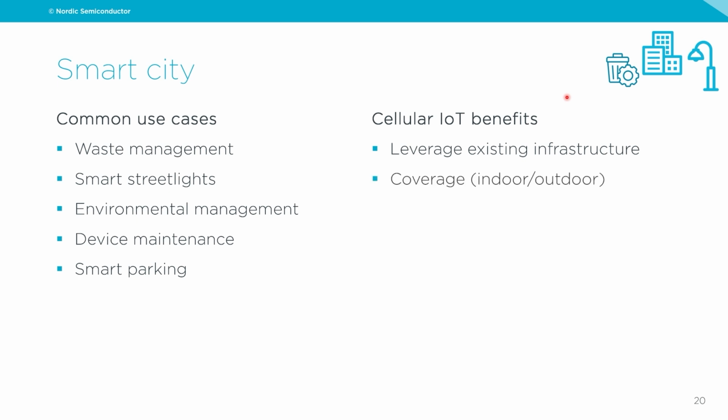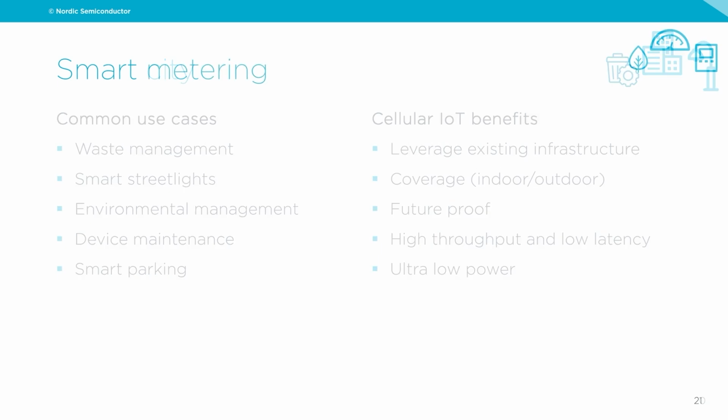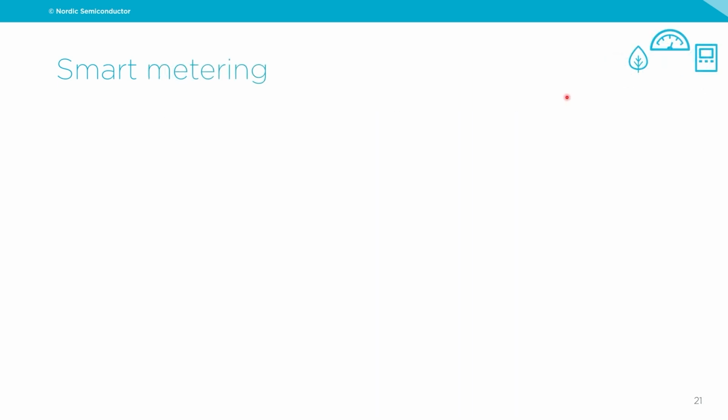The coverage, indoor and outdoor. I mean, some of these smart city applications will not always be outdoor. Some of them will be in basements, inside buildings, so you want to make sure that you can reach those from a radio perspective. Being future-proof, so making sure that they will work throughout the lifespan. Having high throughput and low latency, so you can also reach those devices when you need to. And ultra-low power.